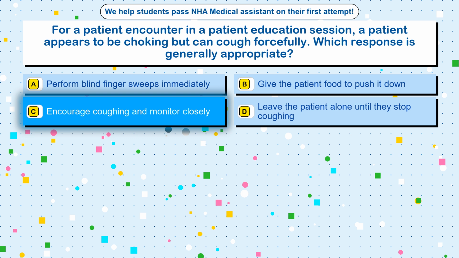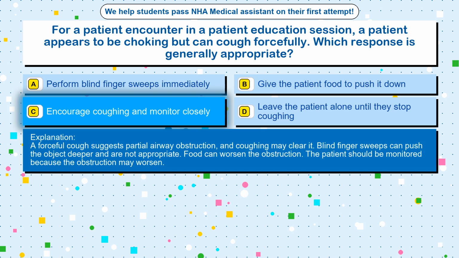Encourage coughing and monitor closely. A forceful cough suggests partial airway obstruction, and coughing may clear it. Blind finger sweeps can push the object deeper and are not appropriate. Food can worsen the obstruction. The patient should be monitored because the obstruction may worsen.